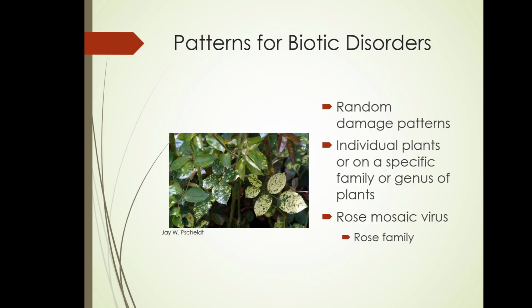For biotic disorders or diseases, they're going to be randomly distributed throughout the plant. Individual plants or a specific family or genera of plants might have this problem. And in this case, we've got rose mosaic virus, which affects the rose family.